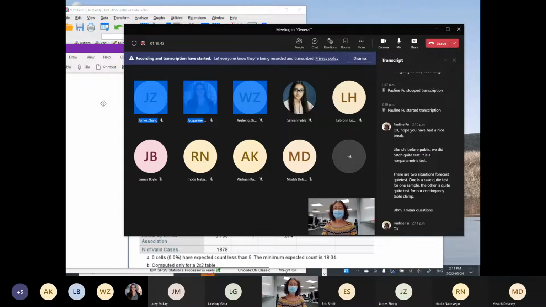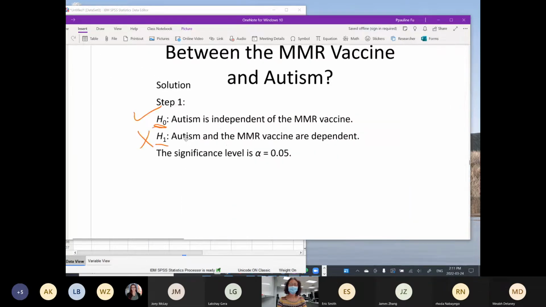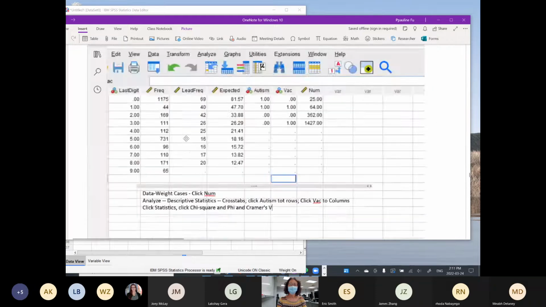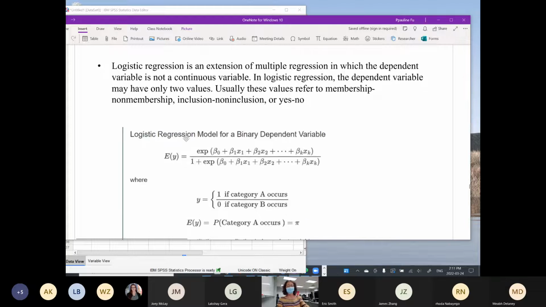Okay, next, we are going to move on to a new topic, logistic regression. Logistic regression is an extension of multiple regression, where the dependent variable is usually either 0 or 1, and the independent variables could be continuous variables or categorical data.